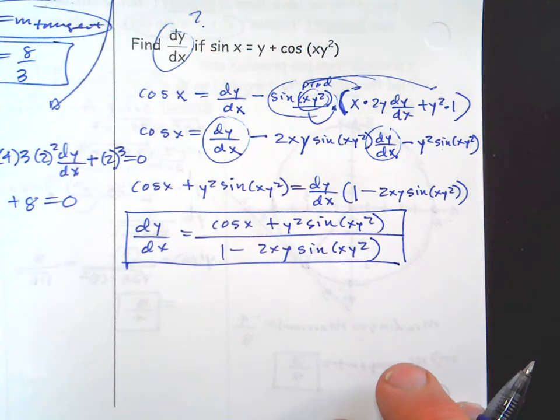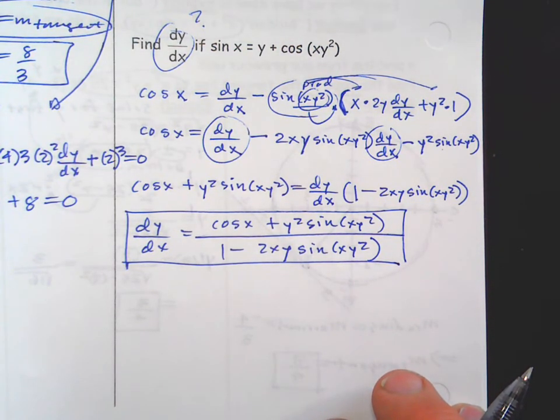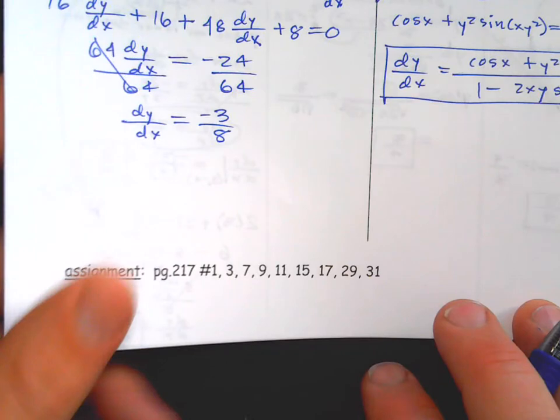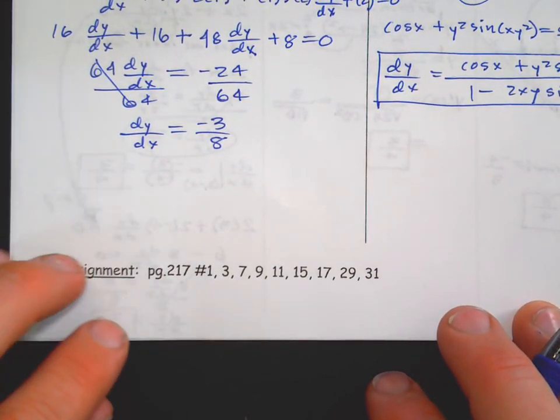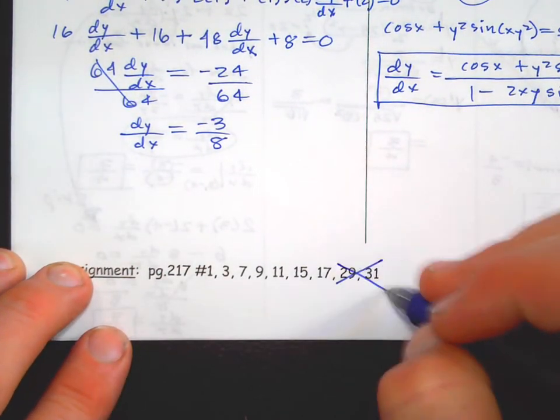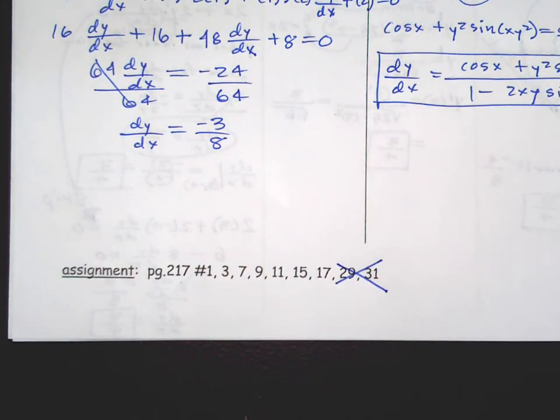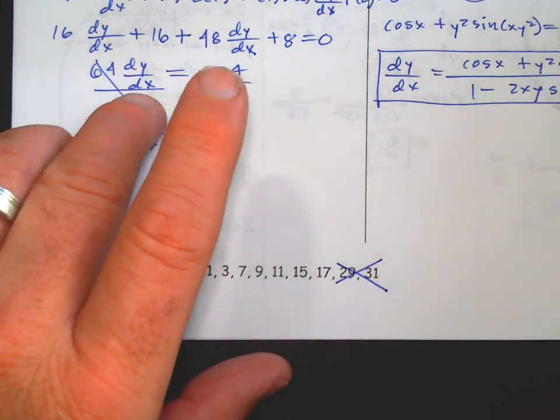Okay. So, this is your assignment. I'm going to go ahead and let you skip 29 and 31. Okay. So there's only 7 problems. They're all odds. Check them in the back of your book. Check them as you go. Make sure you're getting them right. If you're not getting them right, try and figure out what you're doing wrong before you get really good at doing the whole assignment wrong and have to fix them all later. So that's it. Try them out. Implicit differentiation.